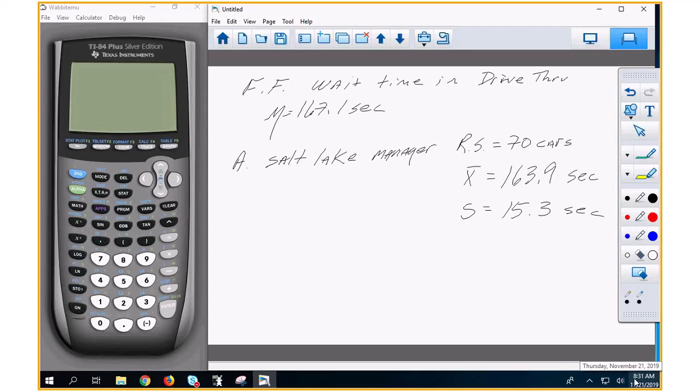And they want to know, is her policy effective? And we're going to use a 0.01 significance level. So this is what the question will give you. What I tell students is write a line under all that, because all of that is given.